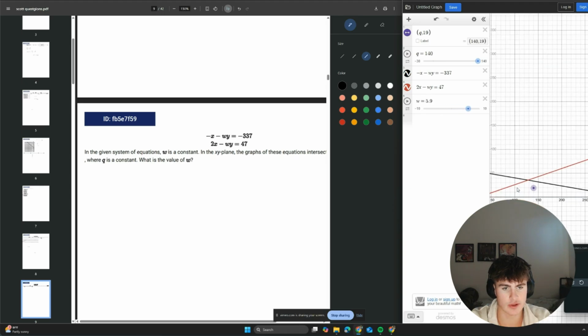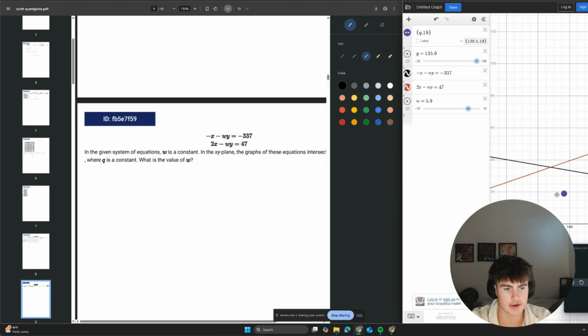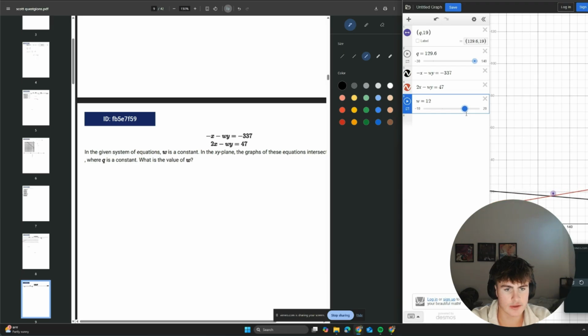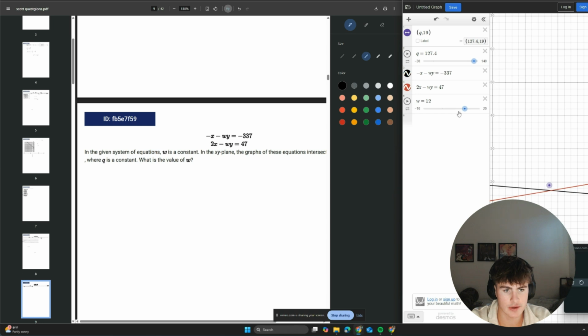Okay, as you can see, they're getting really close. It's just a little bit of experimentation here. So it'll be somewhere around here. I'm going to increase the bounds. Okay, let's try 12. Now the point is just off. It only goes left to right, so bring it up a little bit. Okay, we'll bring it to 11.